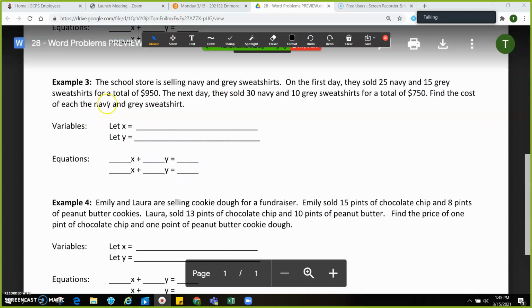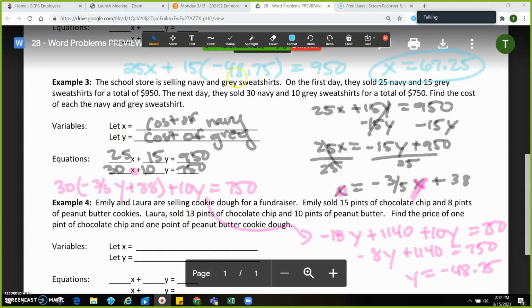Alright, so go ahead and take a moment and pause the video and try this problem right here and then check your work. Alright, so you can pause the video and look at the answers, but you should have gotten x is 67.25 and then y, and that should be positive, sorry, is positive 48.75. Alright.